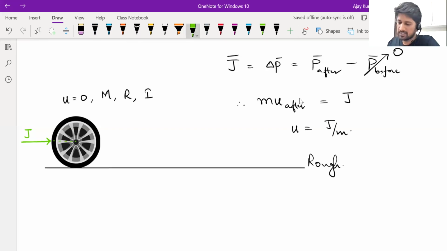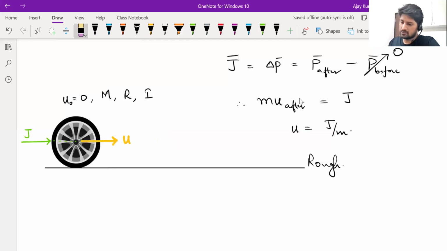Okay. Before impulse, its initial velocity was 0. Just after impulse, it will start moving with a speed J by m. Okay, let's call it u itself for now. Based on impulse, you can tell how much speed it gets.